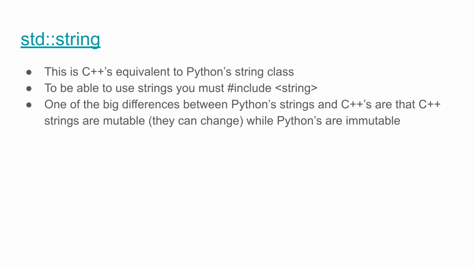Okay, so talking about strings. This is more or less C++'s equivalent to the Python string class. If you want to use strings, you have to include string. But one of the big differences between Python strings and C++ strings is that C++ strings are mutable. You can actually change the contents of that string, whereas in Python, the contents of a string are immutable. You can't change them.